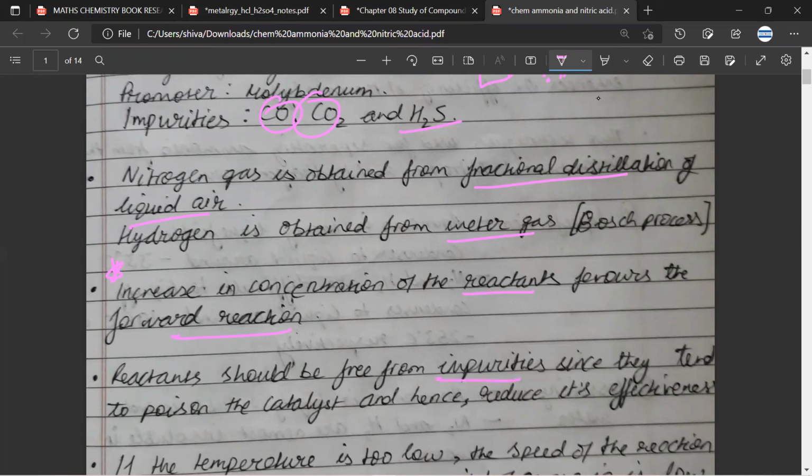This is a very important question that is asked in boards every year, since impurities tend to poison the catalyst. This is point number 1, and hence reduce its effectiveness. This is point number 2. These 2 points have to be mentioned in the answer to the question, why should reactants be free from impurities? And this is the answer.